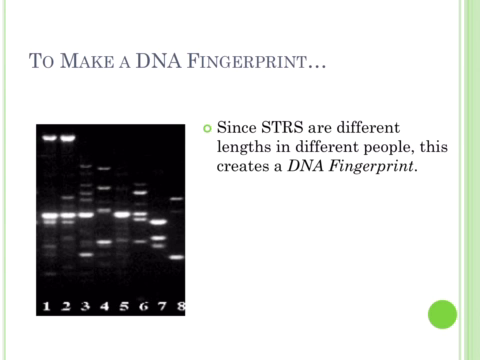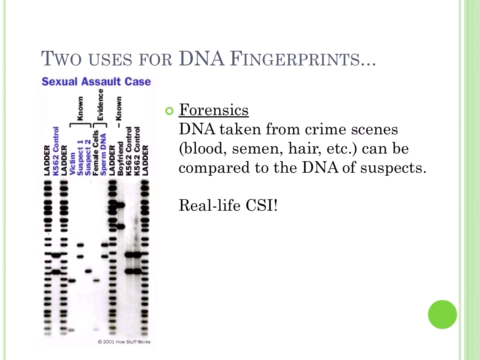STRs are different lengths in different people, so it creates a DNA photo or a DNA fingerprint. You can look over here and see where there are differences in each of these. In forensics, we use this. We take DNA from a crime scene, whether it be blood, hair, semen, or any other bodily fluid, and then we can compare it to the list of DNA subjects.